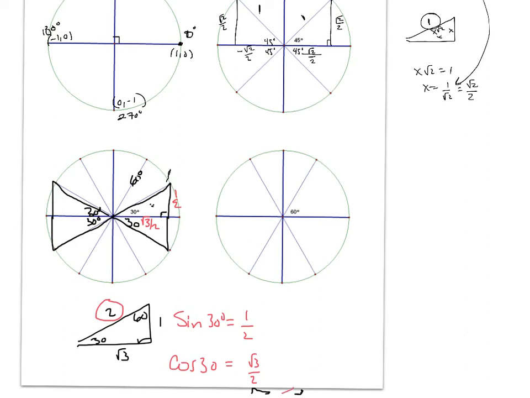So this point right here is going to be root 3 over 2, 1/2. So then this one is going to be negative root 3 over 2, 1/2. And this guy is going to be negative root 3 over 2, negative 1/2, and so on. Okay? That would be a positive. And these are how we can find all the different values on the unit circle.